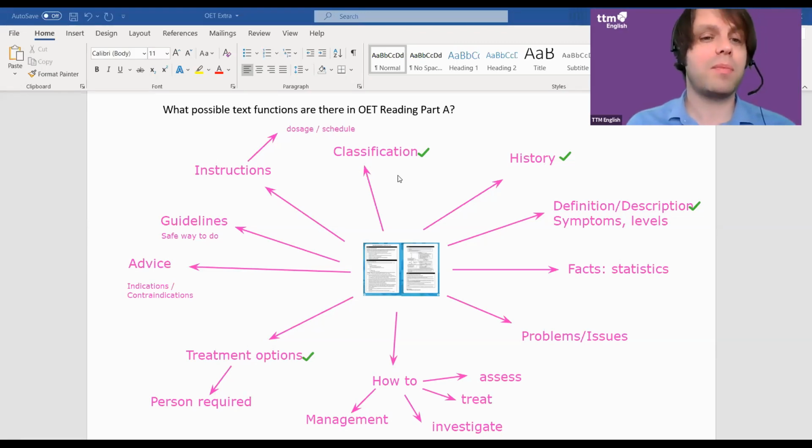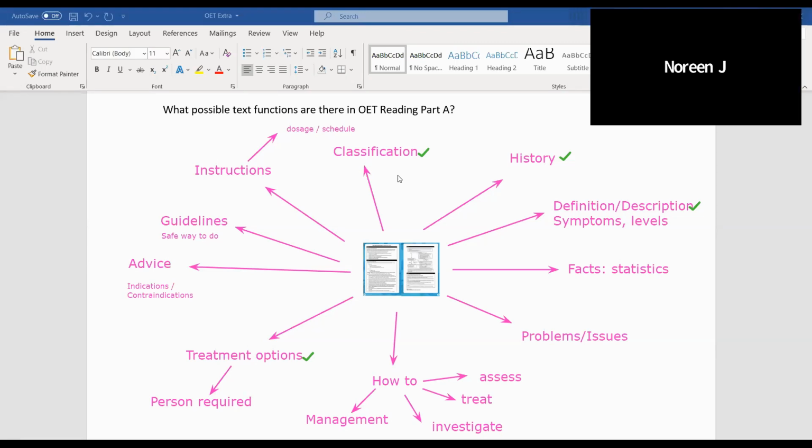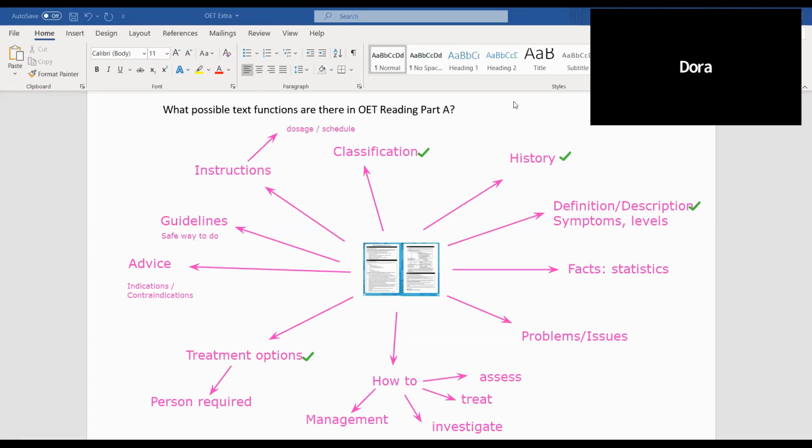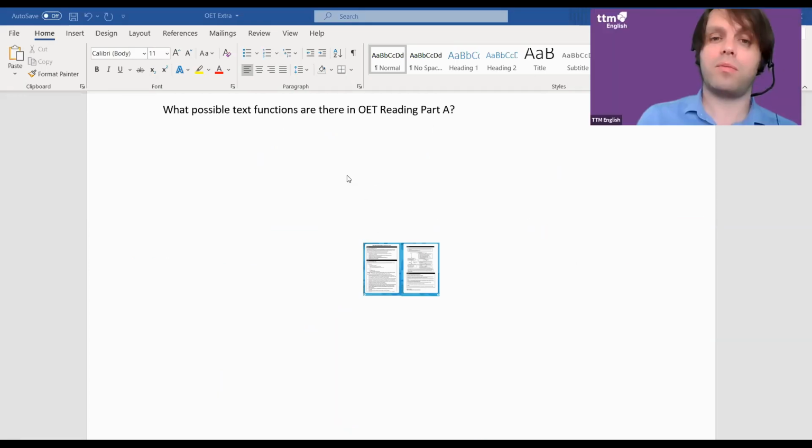Is everyone clear on this now? Does anyone want to ask me anything at all? It's clear, and we're also clear that it could be more than one function for each text. Yes. Okay, so I'm going to get rid of this. Microphones off, please.